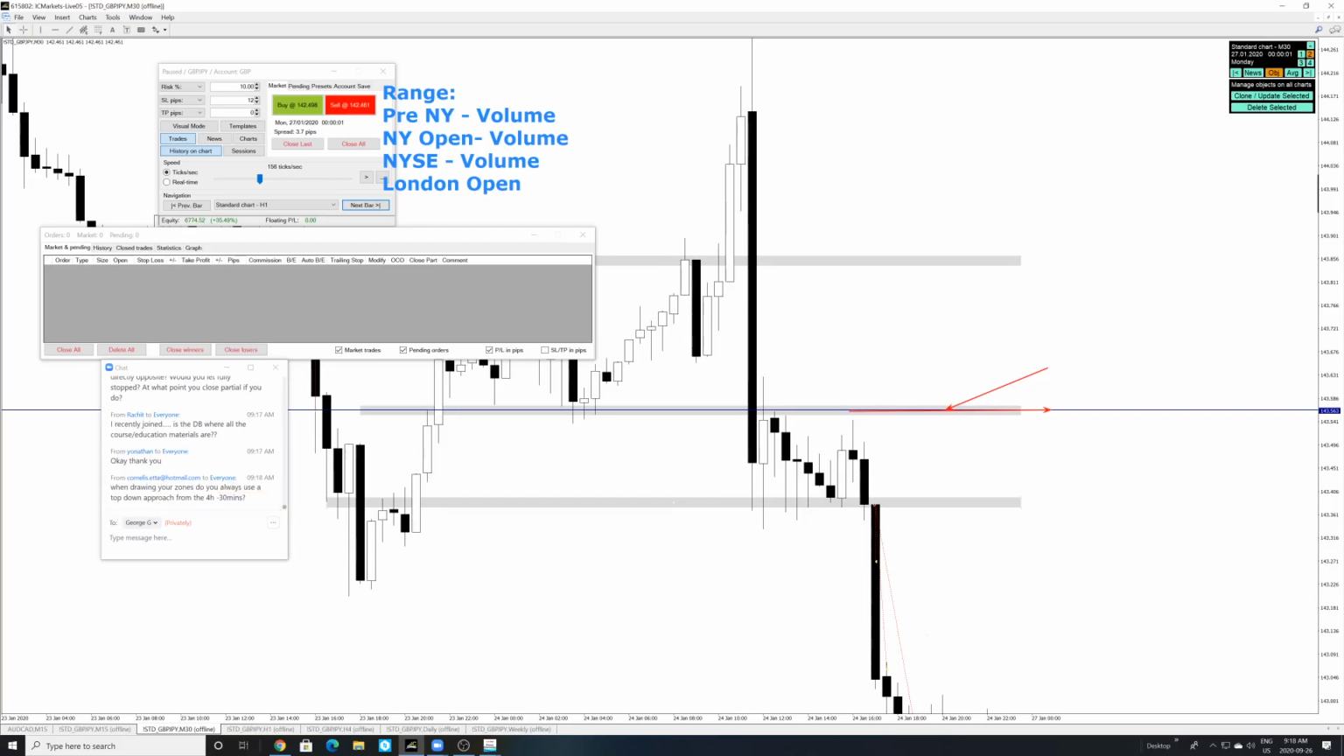When drawing zones, do you always use a top-down approach? Yes, I do exactly what I did in the simulation here. I do that every day. Do you use the partial TP function on Magic Keys? I do preset, yes.